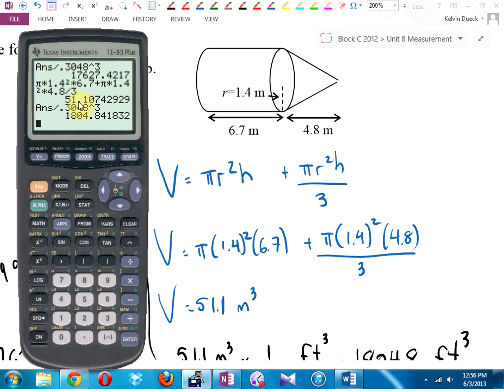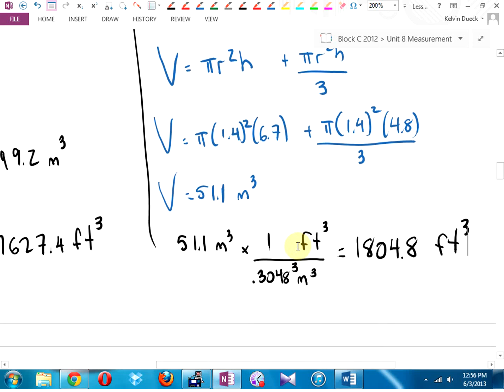51.1 now. Woohoo! Did you divide by 2 accidentally? I wrote 2 accidentally and caught myself because we just did that hemisphere question. The 2 was in my brain still. Turns out cones are cylinders divided by 3. Pyramids are prisms divided by 3. And then I did the conversion, and I got 1804.8. Is that okay?